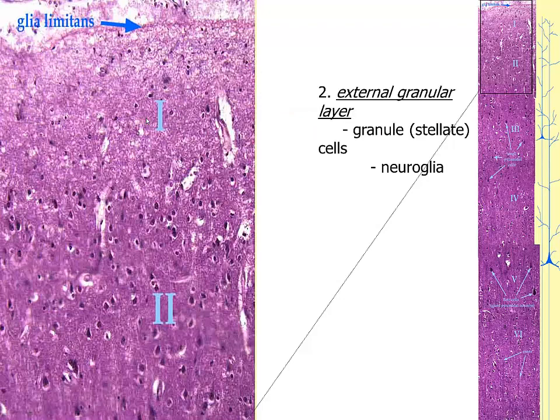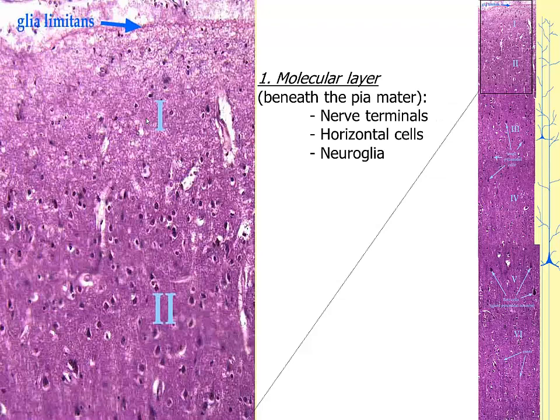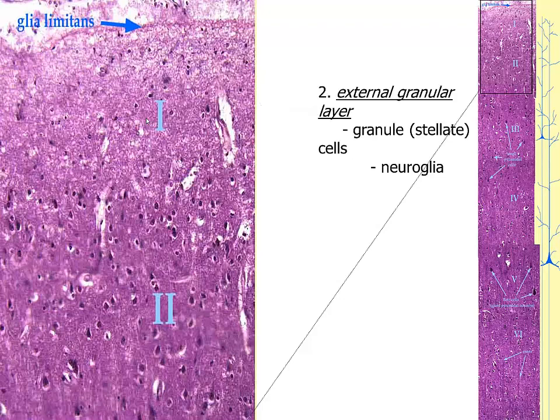Moving deep, we have the external granular layer, which again are going to be comprised of these granule cells, stellate cells, and you can see they are much more tightly packed together. Many more of these, and they're going to appear granular in nature. And in some sections, it's really easy to see almost a dark haze here as opposed to a real light area in layer number 1.